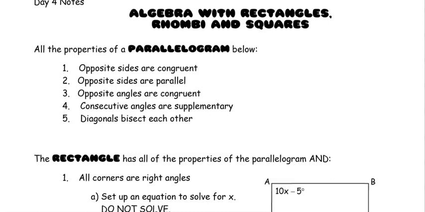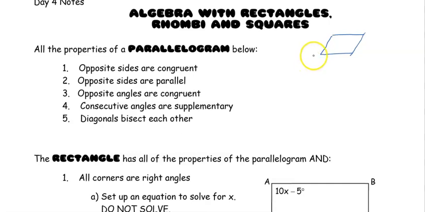Hello, our video today is going to be on rectangles, rhombi, and squares. So we're moving past the parallelogram, but the parallelogram is still going to be really important, hence why you have those 5 properties still here. So we're going to create a quad family tree. The parallelogram is where we're going to start.